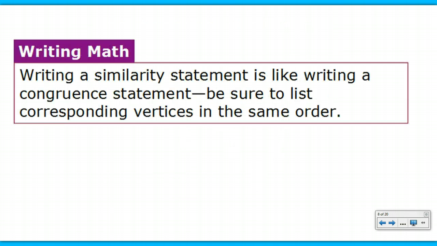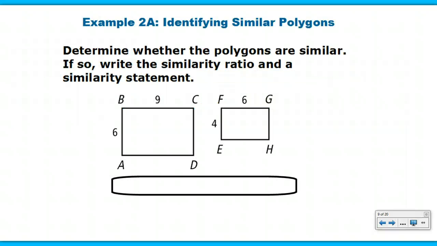So as we've said before, when you write a similarity statement, it is like writing a congruency statement. Be sure to list corresponding vertices in the same order. So let's determine whether the polygons we see here are similar. If so, write the similarity ratio and a similarity statement.